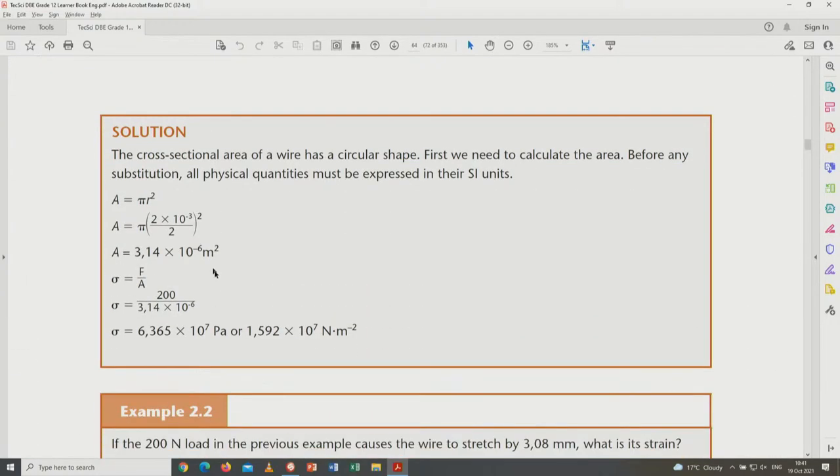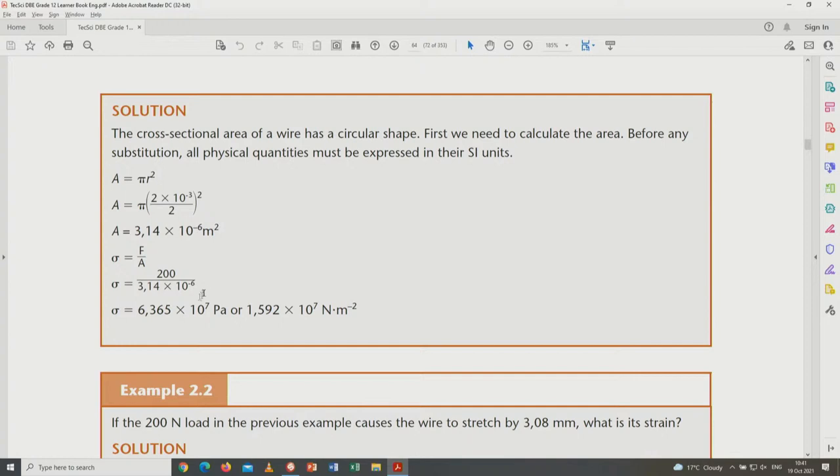Okay, there we have the answer there. I don't know, maybe something went wrong there, because it should be the same answer as that.